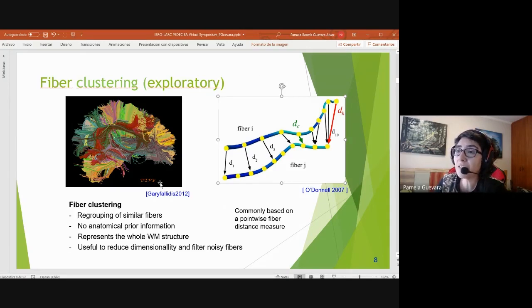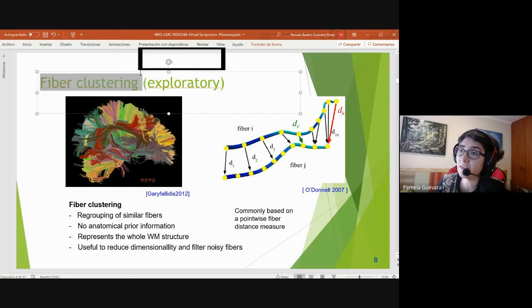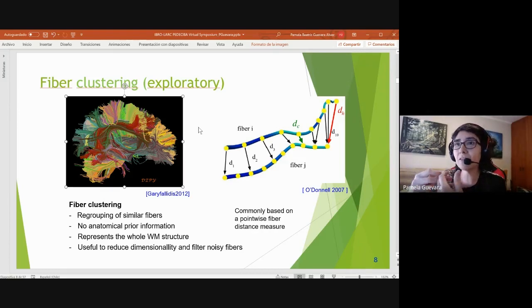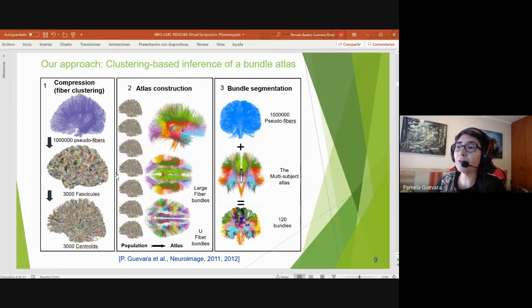What we can obtain with fiber clustering is groups of fibers. These have no anatomical information. If you apply a clustering, you will not find anatomical bundles, but you will have a better representation of the information. So we use this kind of analysis, and what we normally use is this kind of approach.